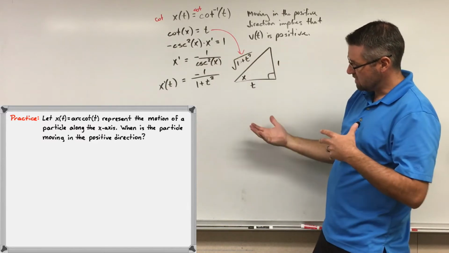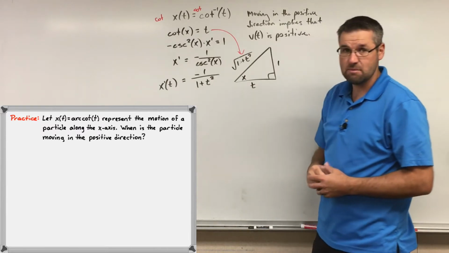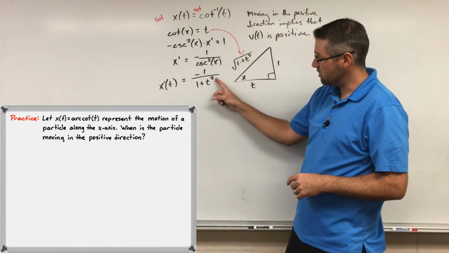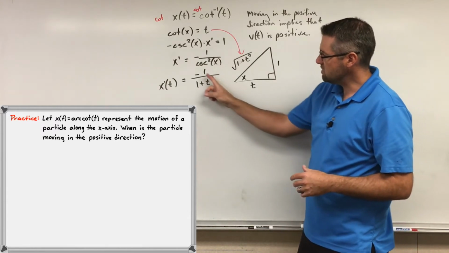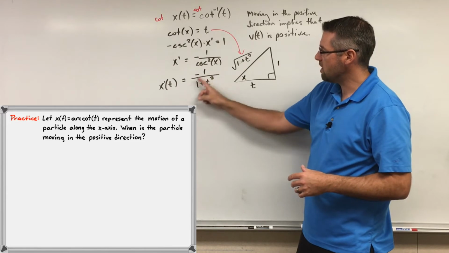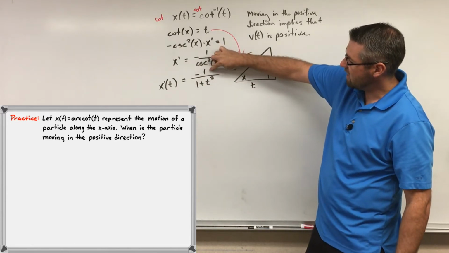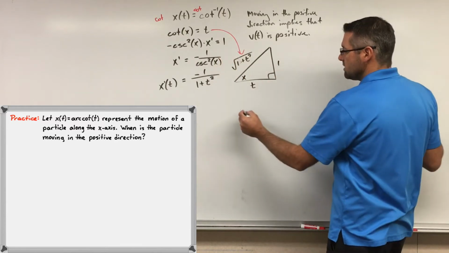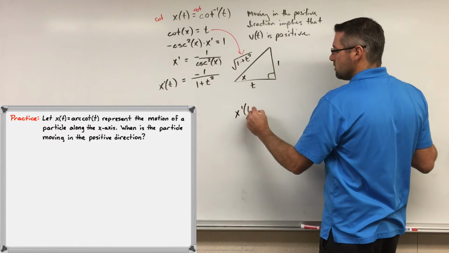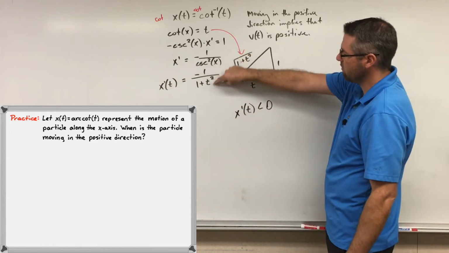Well, when is it positive and when is it negative? The denominator is always going to be positive because the t squared is positive here. Since t squared is positive, this denominator will always be a positive value. And if that's the case, then we have a negative divided by a positive, which implies that x prime of t is always less than 0, right? Because we have a negative over a positive.